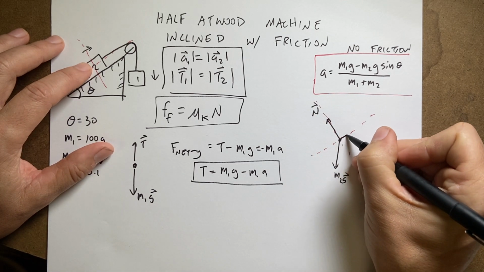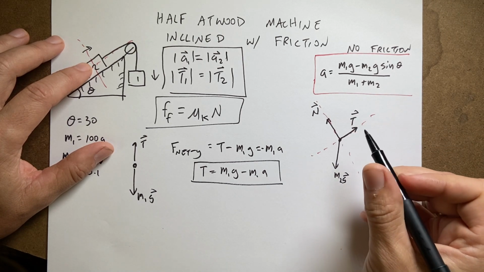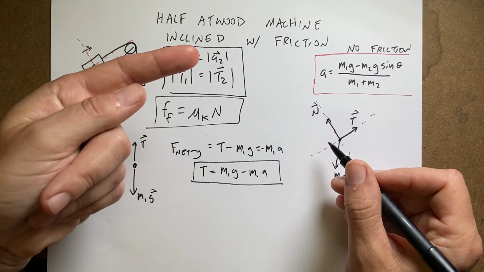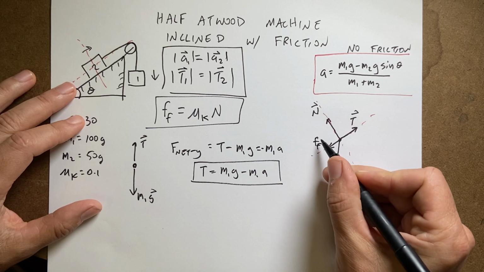Next I have my tension. And then finally I have my friction. Friction is parallel to the plane, opposing the motion. So if the block's sliding up this way, then my frictional force is going to be that way.